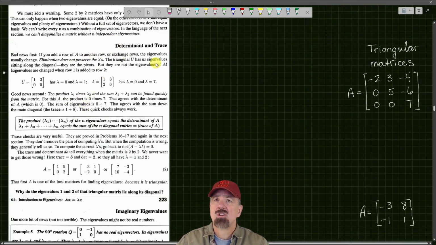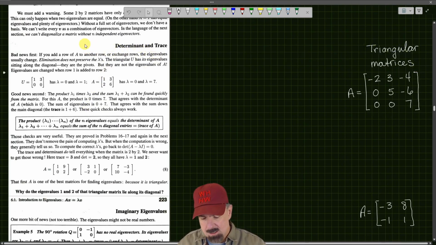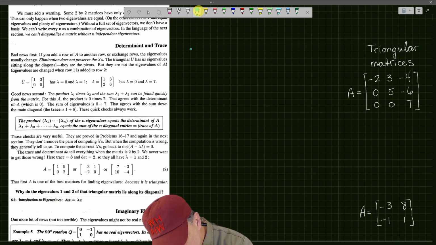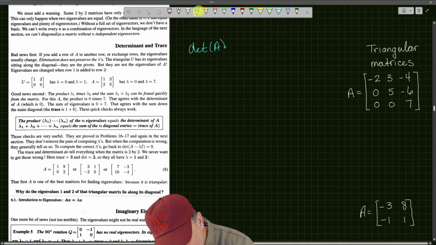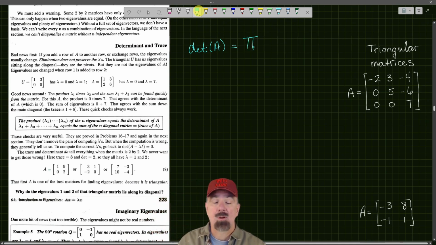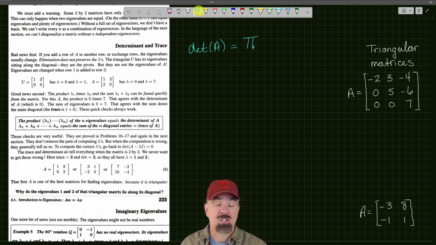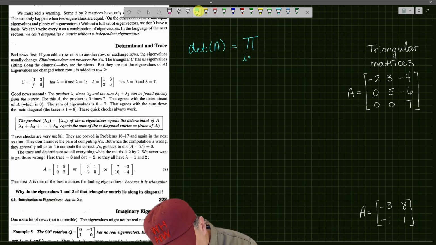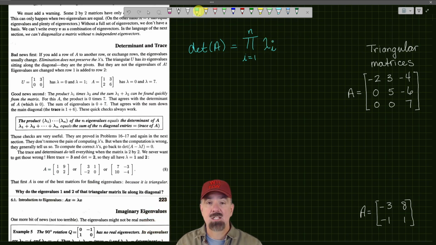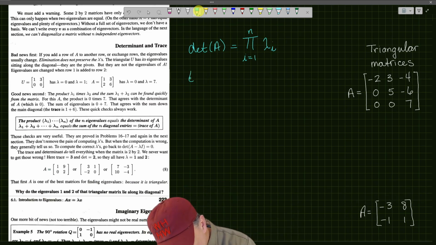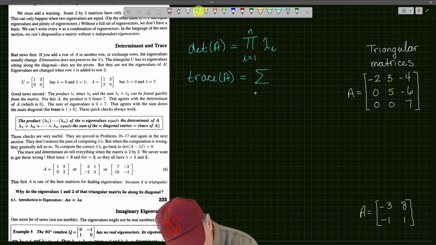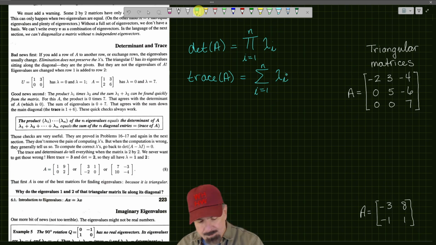Okay, let's talk a little bit about the determinant and trace, and we'll talk about triangular matrices. So the big result is the determinant of the matrix A is equal to the product. The capital pi symbol is similar to a capital sigma, except instead of adding things up, we take the product. It is the product, i going from 1 to n, of the lambda i's. So the determinant is the product of all the eigenvalues. Just like the trace of A is equal to the sum, i going from 1 to n, of all of the eigenvalues.